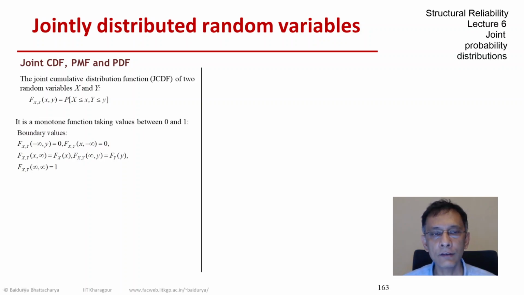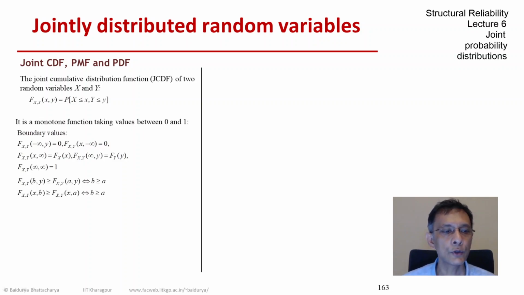At negative infinity for x, the distribution function is 0, whatever the value of y may be. Likewise, Fxy at x comma minus infinity is also 0. The function reaches 1 at the limits infinity for both of them, and when you set one of the variables at infinity, what you get back, which we will see in the next slide, is the marginal distribution function for the other. So Fxy evaluated at x comma infinity is nothing but Fx at little x. Similarly for Fy at little y.